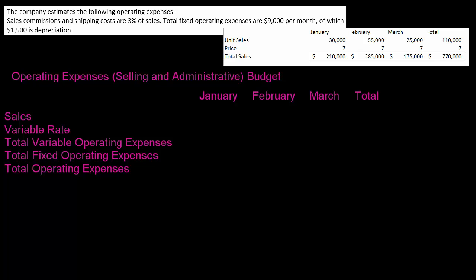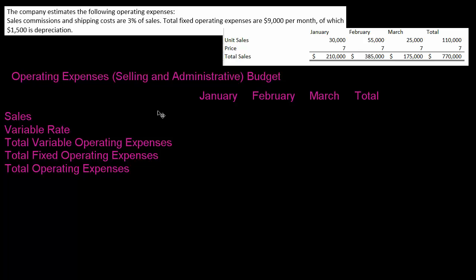In this video, we are going to talk about the operating expenses budget, sometimes called the selling and administrative expenses budget. I've seen some texts call it operating, some texts call it selling and administrative. It's the same budget. So depending on what your textbook calls it, this could be either or.